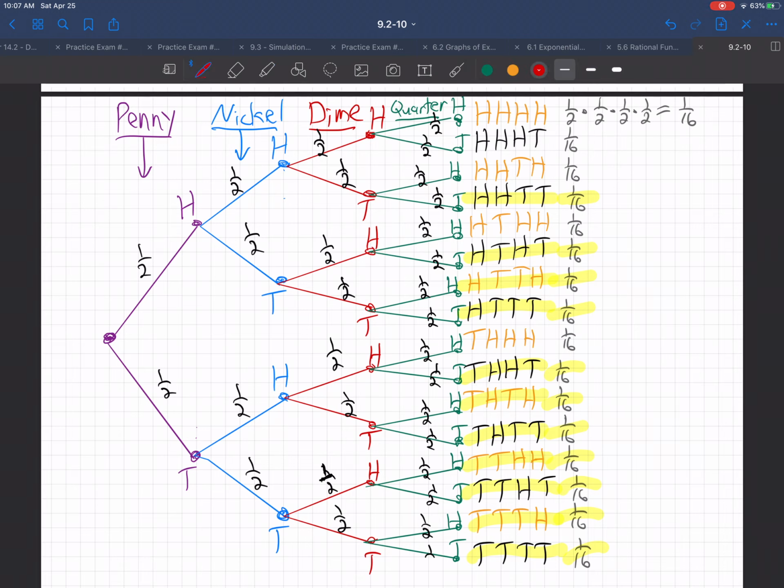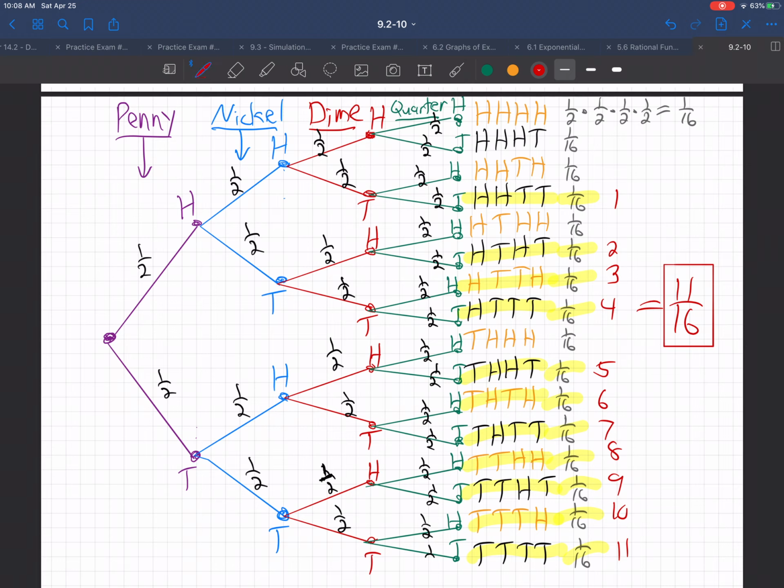So how many is that? How many did we shade? Let's count them. 1, 2, 3, 4, 5, 6, 7, 8, 9, 10, 11. 11 sixteenths, because they're all 1/16 added up. So 11 of those is 11 sixteenths. And that's the answer to the question. 11 sixteenths is our answer.